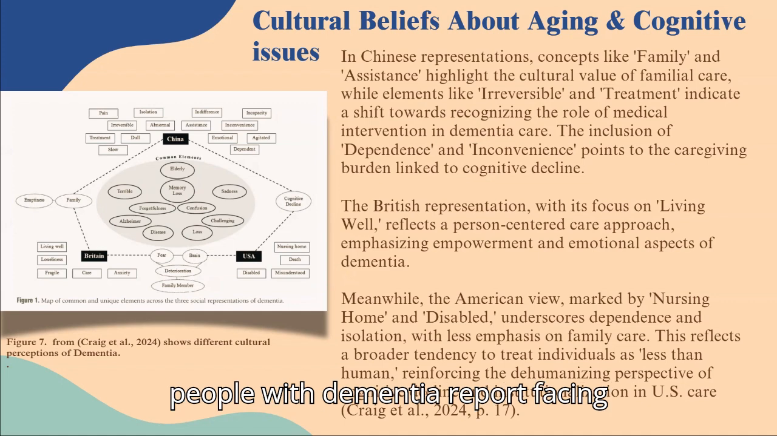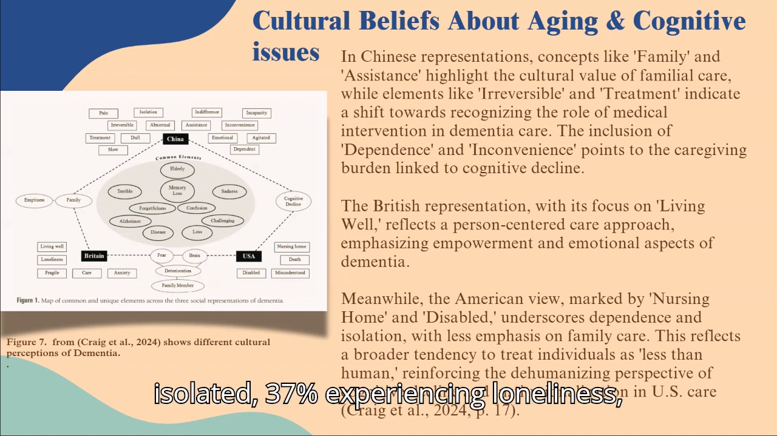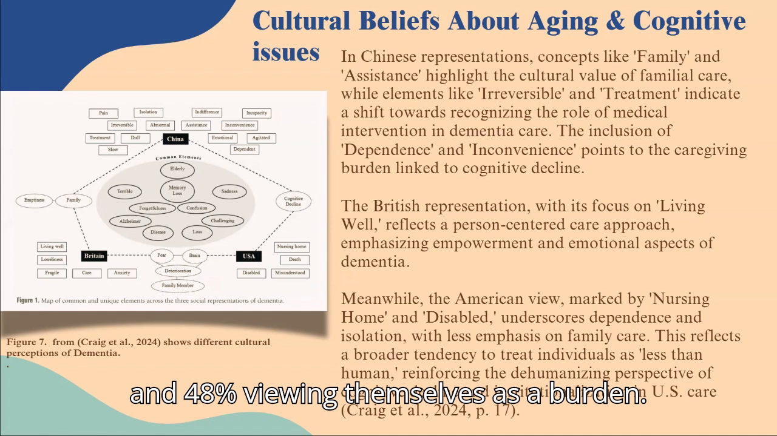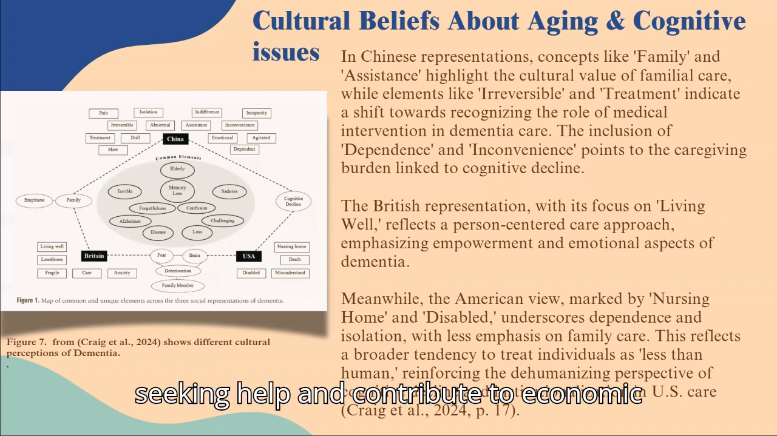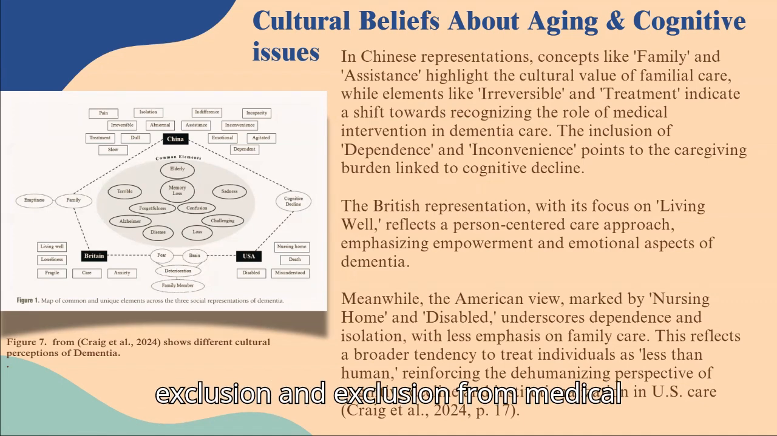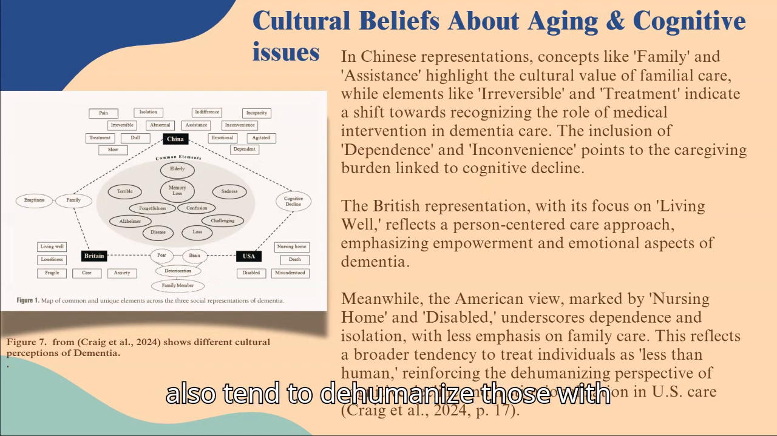Now, in the UK, people with dementia report facing significant social barriers, with 27% feeling isolated, 37% experiencing loneliness, and 48% viewing themselves as a burden. In the US, stigma is a key barrier to seeking help and contributes to economic exclusion and exclusion from medical decisions. Media and arts representations also tend to dehumanize those with dementia.